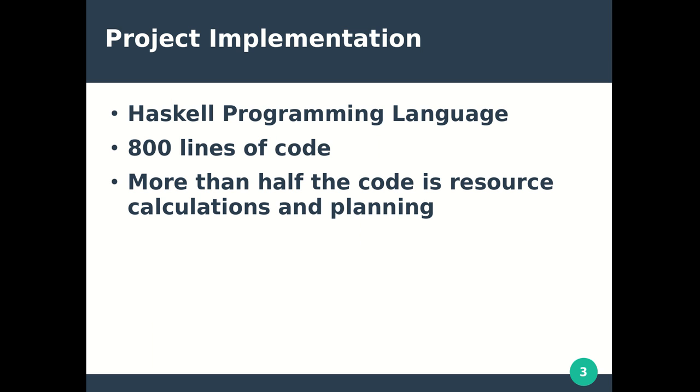My implementation is in Haskell, which is a functional programming language, very common among functional programmers. It's known for lazy evaluation, and also most of its data structures are immutable. I have about 800 lines of code, and more than half of that is managing resources and doing the planning. The bulk of it is that. There's a little bit for parsing and maintaining a priority queue.